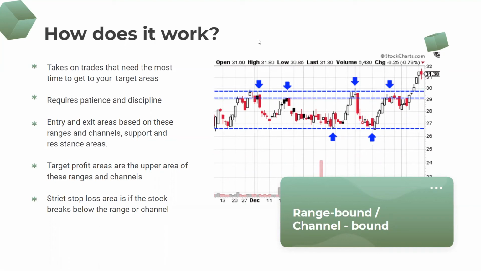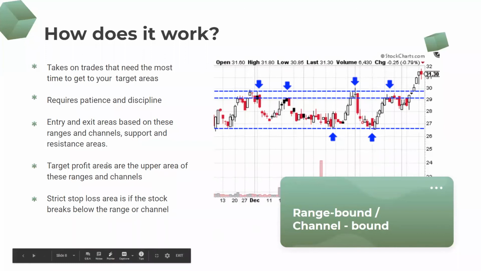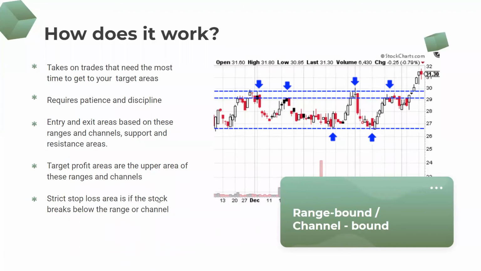This is just the three types of charts that we're trading. You're still using our trade plan on these systems, and that's really important. So we have our target profit areas and our strict stop loss area if the stock breaks below that support we've been looking for.